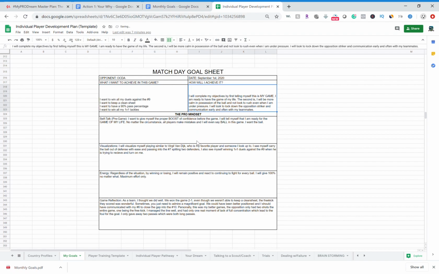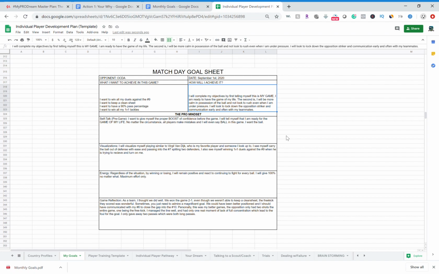Okay, how will I achieve it? I will complete my objectives by telling myself this is my game, so mentally reinforcing that. I'm ready to have the game of my life. The second is I will be calm in possession of the ball and not look to rush even when I'm under pressure. I will look to lock down the opposition striker and communicate early and often with my teammates. Again, you can follow the same approach and bullet point them and make it a little bit easier for yourself to read and make it cleaner.